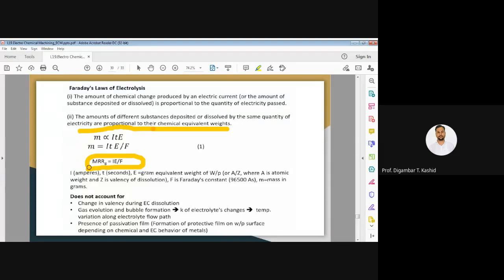Gas evolution and bubble formation are there, so at that time it may change the value of the electrolyte conductivity. Again, there is the presence of a passivating film. So there are some basics that we should know.